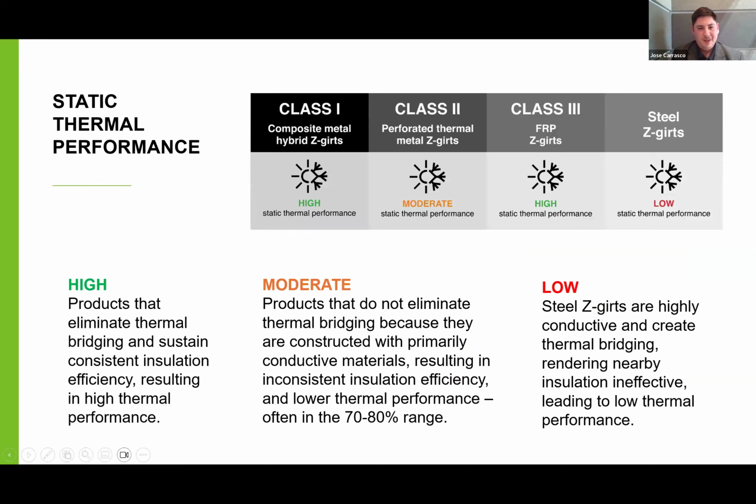And then looking at our comparison of the systems here, class 1 and class 3 systems are going to give you a very high static thermal performance. Again, that's because they're strategically engineered with composites in the right spaces to give you that thermal performance. Whereas you're going to sacrifice a little bit of thermal performance with the class 2 system. Again, those are largely steel-based systems, so very conductive, as well as not being able to eliminate thermal bypass, which we'll talk about in a bit here as well. That also leads to a decrease in thermal performance.